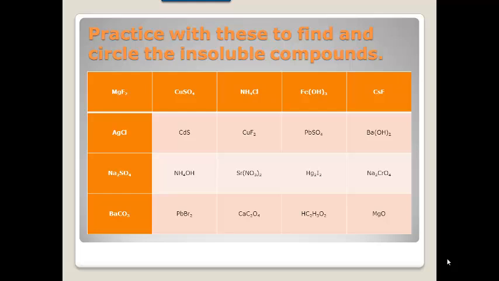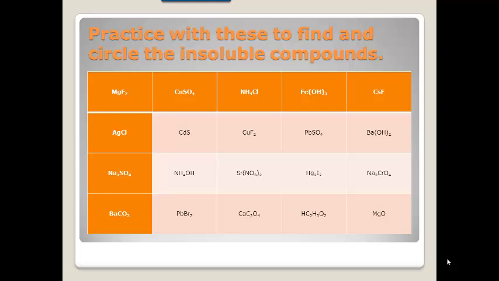Alright, so here's the table that's in your notes. What I want you to do is use these compounds and the solubility rules, and I want you to figure out which ones are insoluble. Now I'll do the one in the top left with you just as an example.